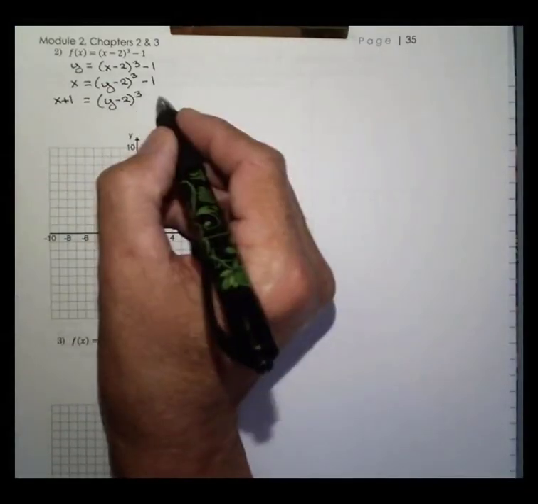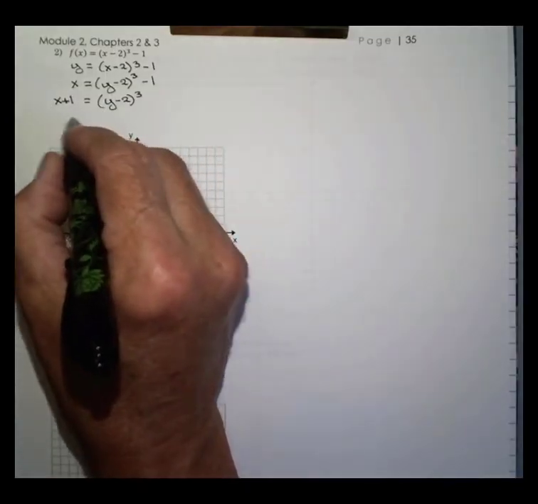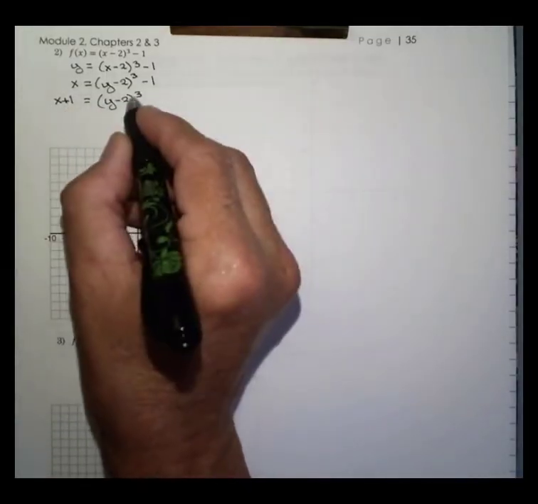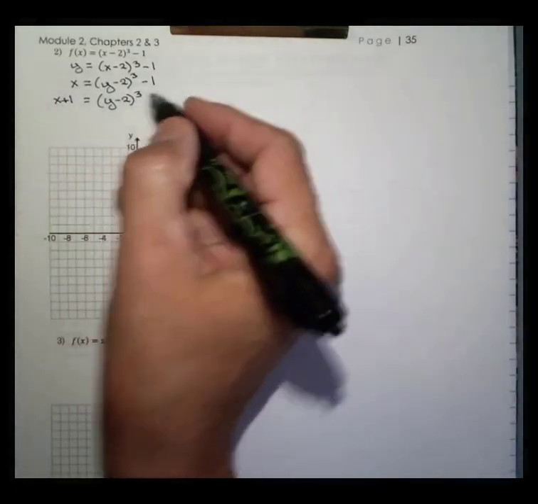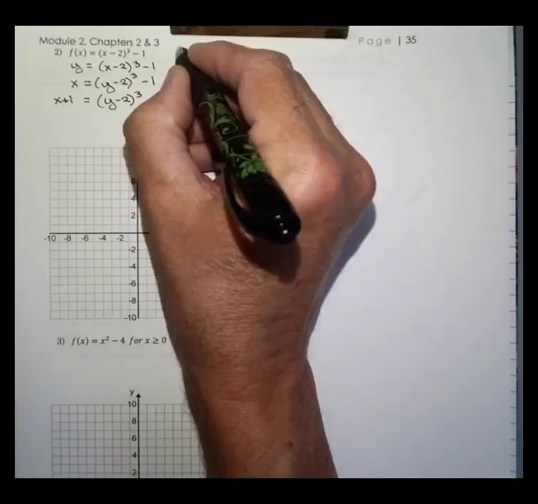Because I really want to put it over on the other side. And what I'm going to do is cube both. I'm going to take the cube root of this side. So I have to take the cube root of this side. I have to take the cube root of the other side. So why don't I switch them around and do that?